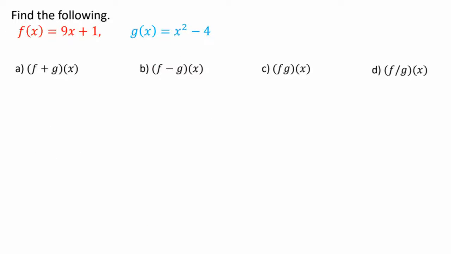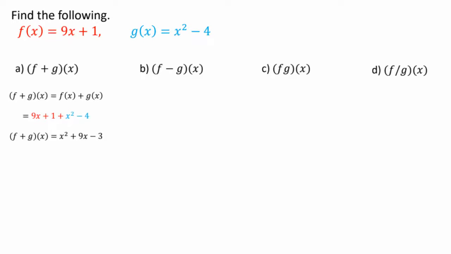Let's look at another set of examples. This particular one says find the following. We're given the function f of x, which is 9x plus 1. We're given g of x, which is equal to x squared minus 4. And we have to do some basic operation with functions. The first one is adding function f with function g. So the way I like to write this is in this format. This is the syntax that the book gives us to do adding functions, but I like to separate them, just what they're saying. What they want me to do is add function f with function g.